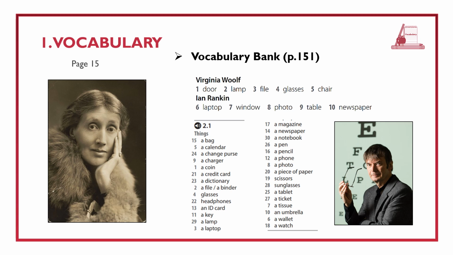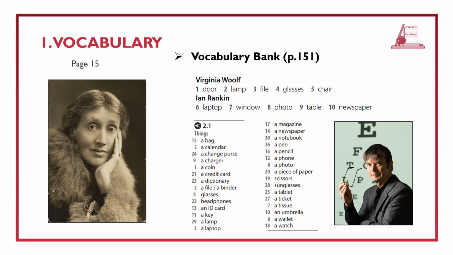19, scissors. Please be careful with this, it's not skizzers. S and C together sound like S. Scissors. 28, sunglasses. 25, a tablet. 27, a ticket. 7, a tissue. 10, an umbrella. 6, a wallet. And number 18, a watch.